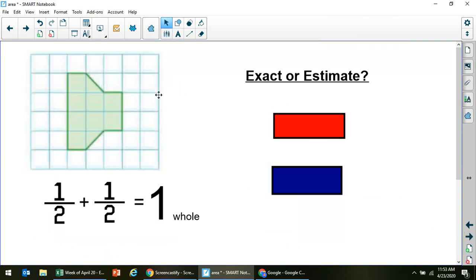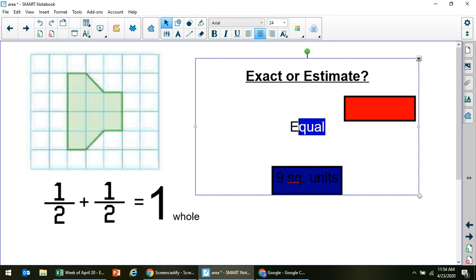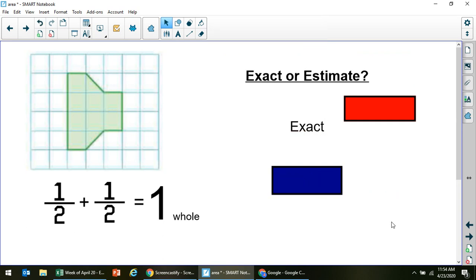Now, is this region exact or an estimate? Think about what I told you on the earlier screen. And if you look down here, remember we learned earlier that 2 halves, 1/2 plus 1/2, equals 1 whole. Do you think this is an exact amount or an estimate? This is, oh, I put equal, silly me. This is an exact amount. You can figure out the exact amount. That's what you should have shouted out.